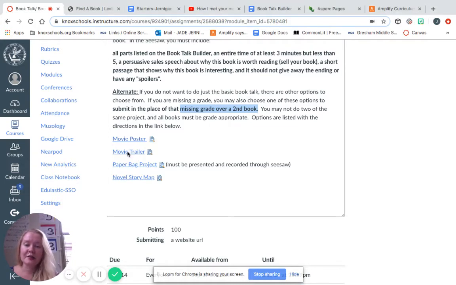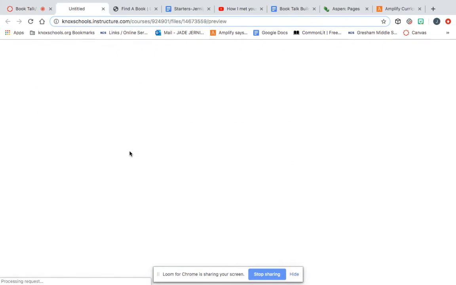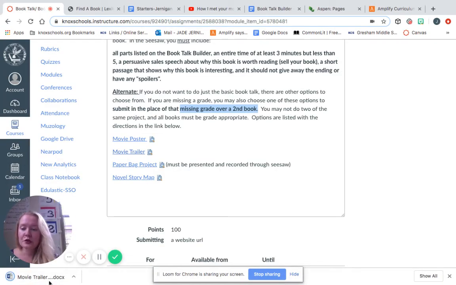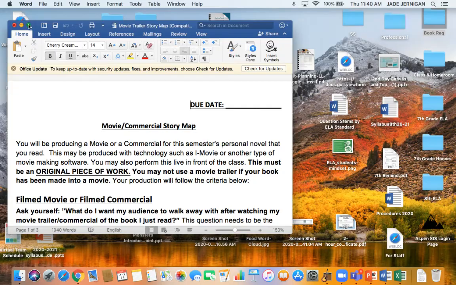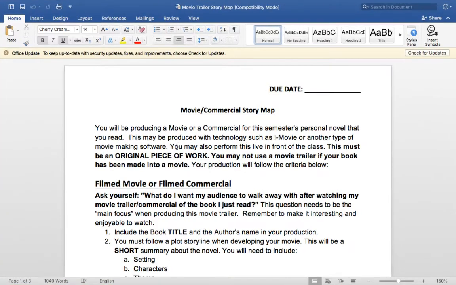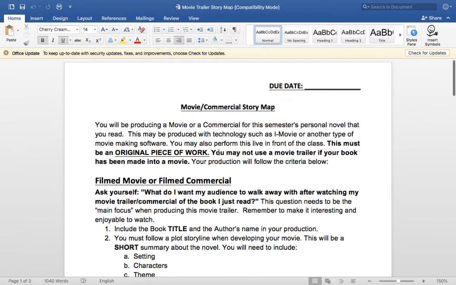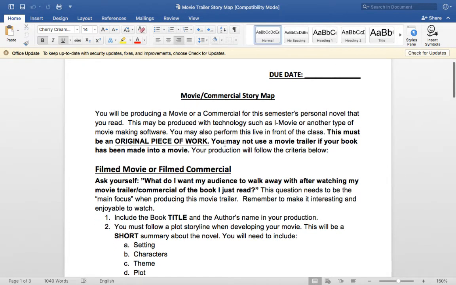The next project is going to be a movie trailer. If you choose to do the movie trailer, it is on you to figure out what recording site you want to use. This is definitely a project for more technologically savvy people. I am not going to walk you through. Your teacher is not going to walk you through. If you have a different ELA teacher, we are not going to walk you through how to create a movie. You would have to already know how to do this.